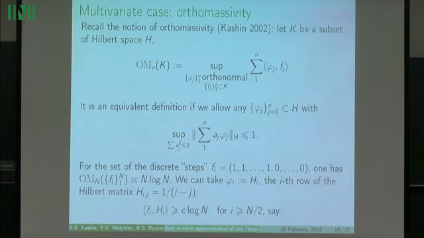One can show that for the set of the discrete steps, that's just our functions from the definition of our skew octahedron. One can show that this orthomassivity behaves itself like n to the power n to log n. And namely, we can take for phi g the row of the Hilbert matrix. So it's rather easy to estimate this scalar product.